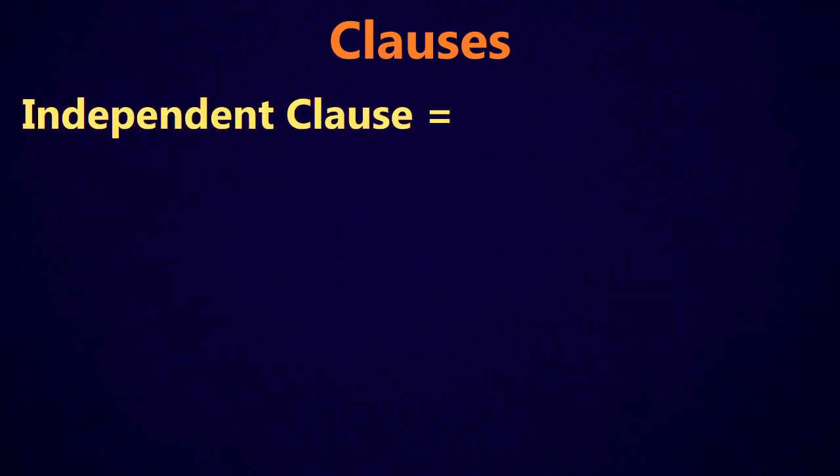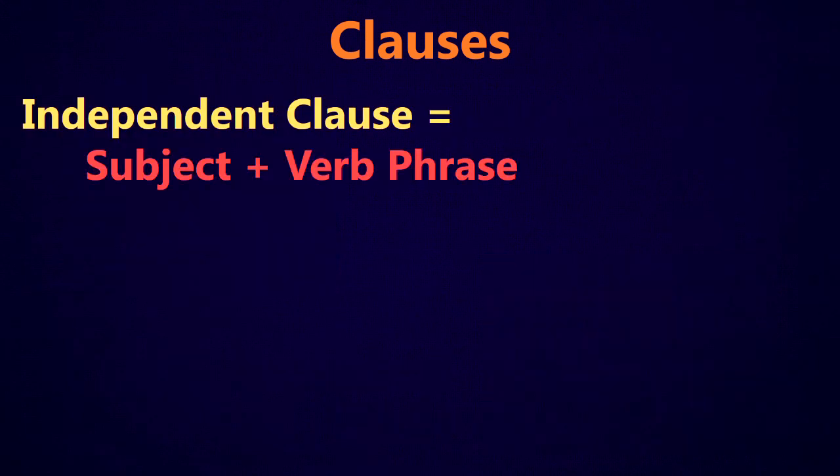So the independent clause has a subject plus a verb phrase. The subject is who or what the sentence is about, and the verb phrase is the verb and anything that comes after that, which we call the predicate. So it's a subject and a predicate. The verb phrase will have the verb, it might have an object, it might have some adverbs or things like that. So subject and verb phrase, that's an independent clause.